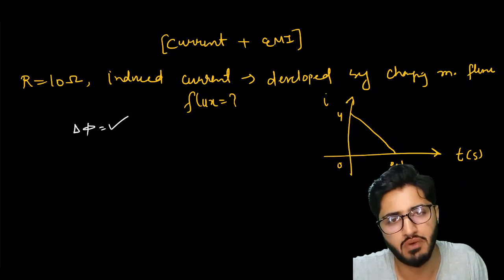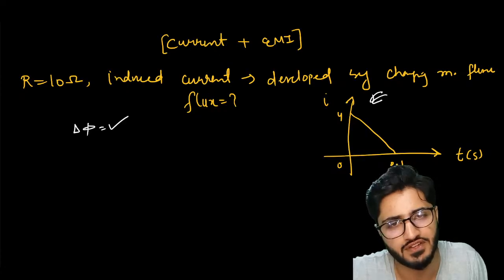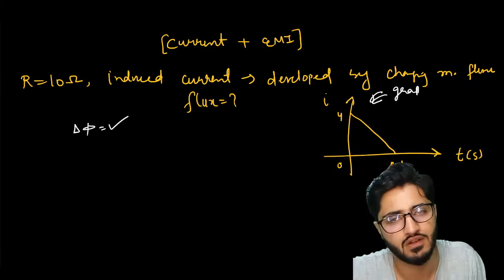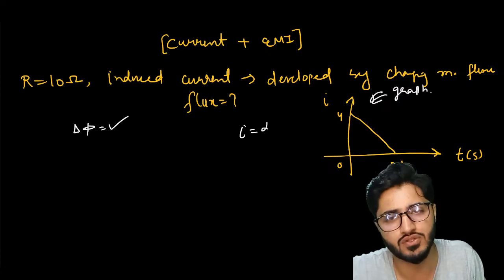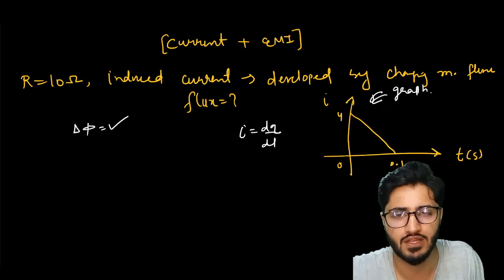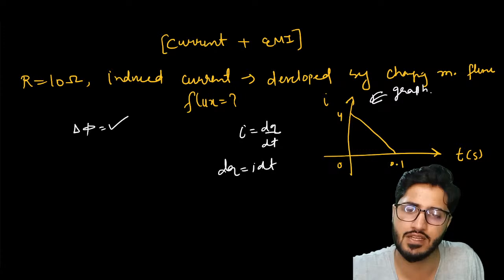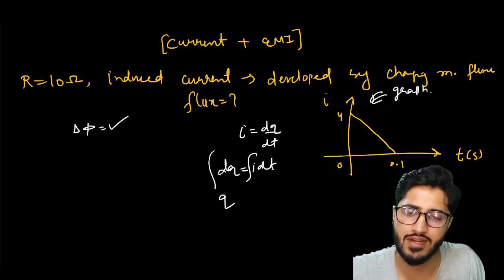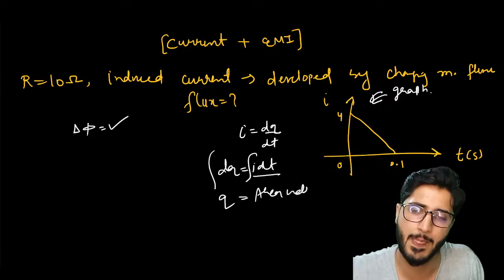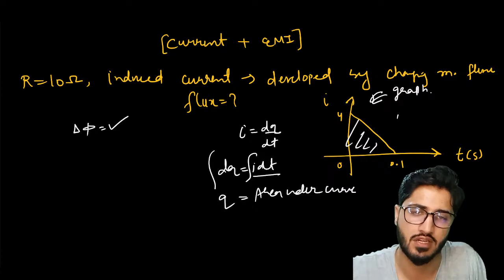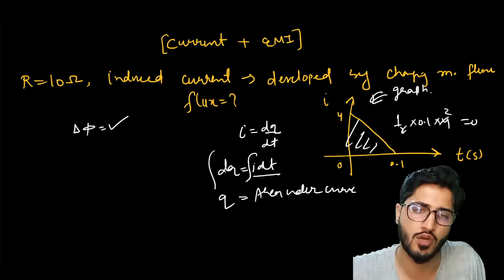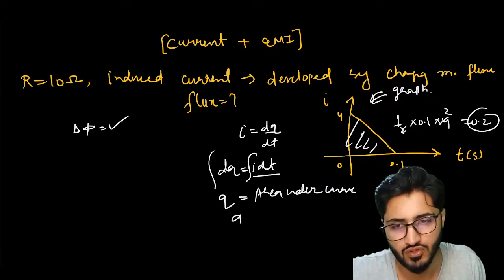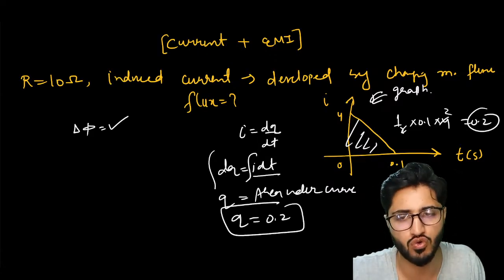So what can we get with this equation or with this graph? Do you know I equals dq by dt? Yes, sir. What is dq? It is I dt. If I integrate it, I will get my charge. This is the area under the curve. What is the area of this particular region? It is 1 by 2, base is 0.1, height is 4. It is 0.2. So the charge came out to be 0.2 coulombs.